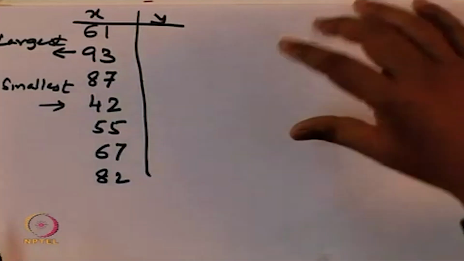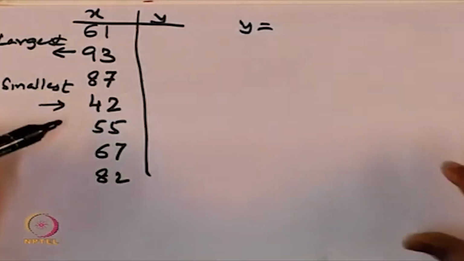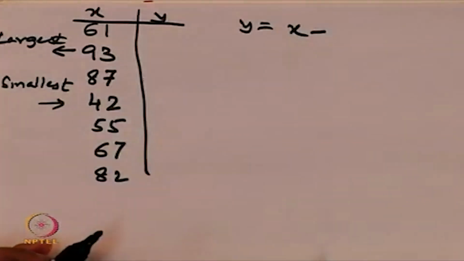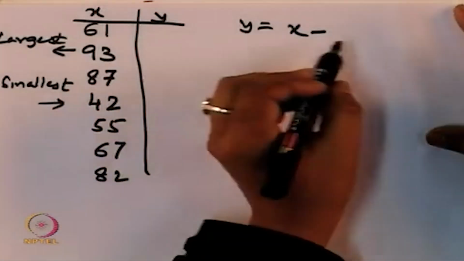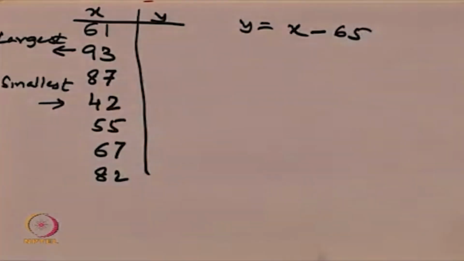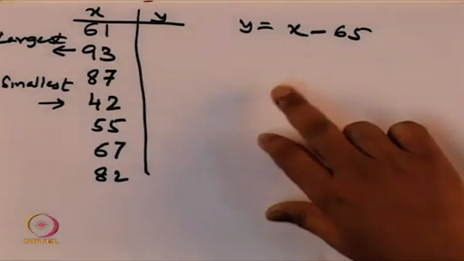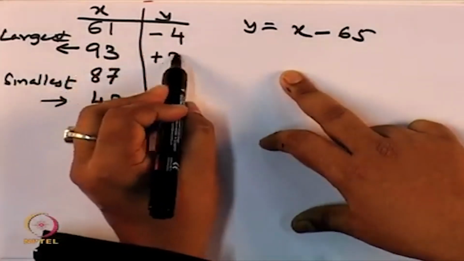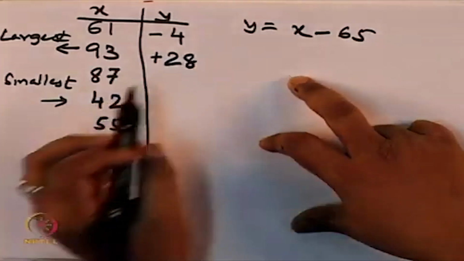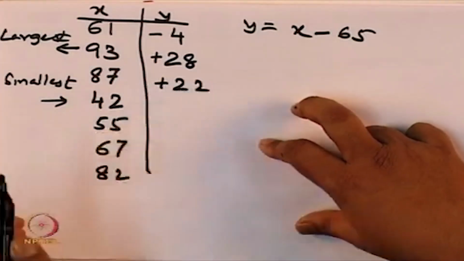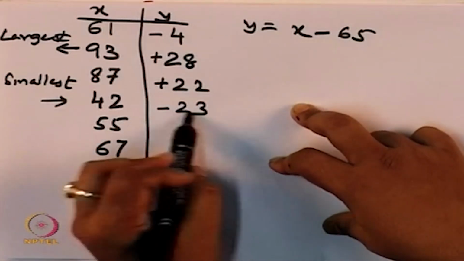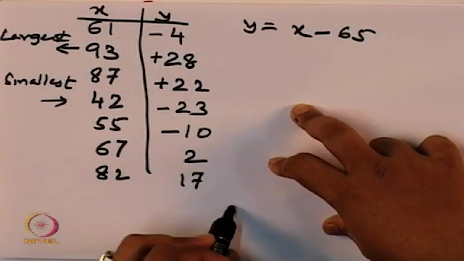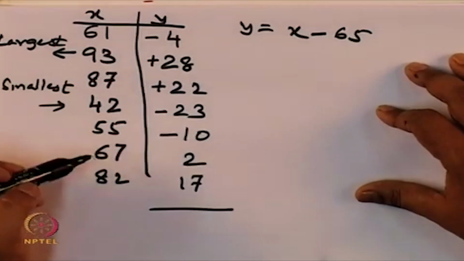So, an easier alternative is to define y. My smallest is 42, largest is 93. Let us choose y as x minus some value which is in the middle of 40 and 90. Okay. So, which is 65. 65 is nothing but the average of 40 and 90. So, 40 plus 90 by 2 is 65. If I define y as x minus 65, then this becomes minus 4, this becomes plus 28, this becomes plus 22, this becomes minus 23, 55 means minus 10, 67 means 2, 82 means 17. Okay. So, I can add these numbers up, this is much more reasonable than adding much bigger numbers.